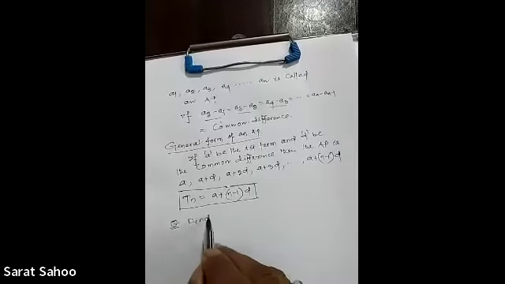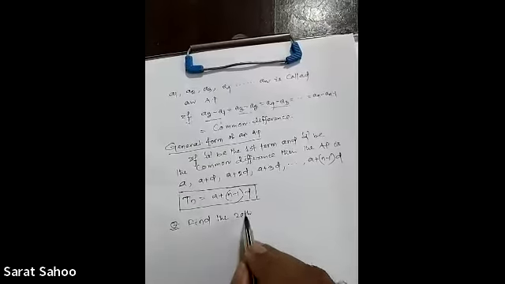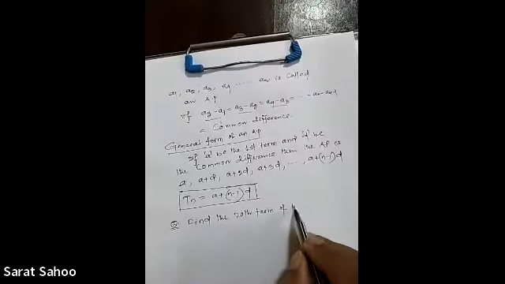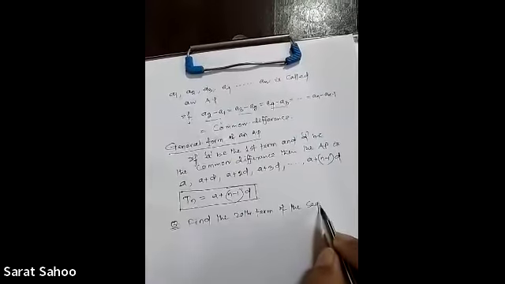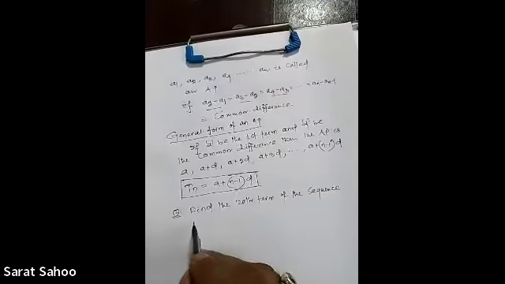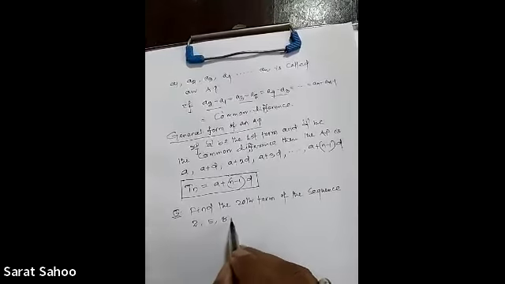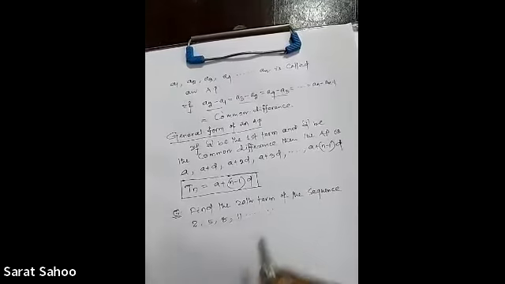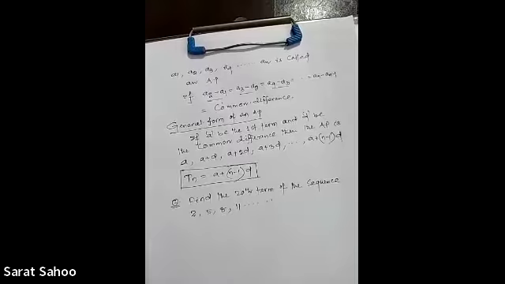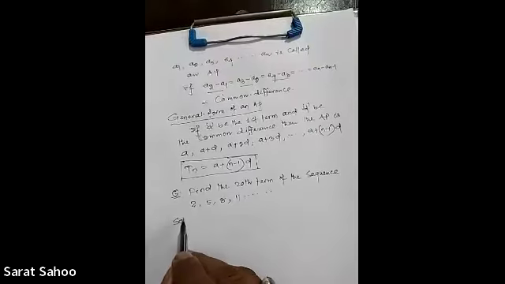Find the 20th term of the sequence 2, 5, 8, 11. Okay, this is the question. Come to the solution.